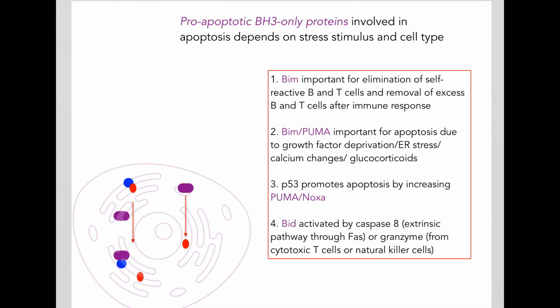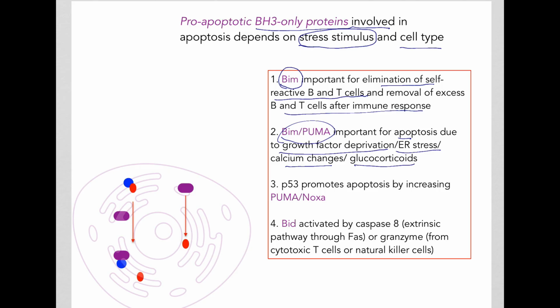Now, it has been observed that the BH3-only proteins that are involved in apoptosis depend on the type of stress as well as the type of cell. So, for example, the BH3-only protein BIM is important for elimination of self-reactive B and T cells and removal of excess B and T cells after immune response. The BH3-only proteins BIM and PUMA are important for apoptosis due to growth factor deprivation, ER stress, changes in the calcium level, as well as in response to glucocorticoids.